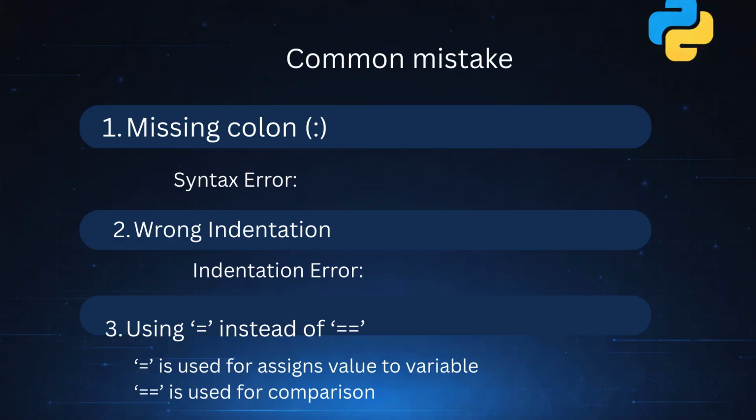Let's look at some common mistakes beginners make in Python. Students often forget the colon after an if statement. Sometimes they also forget proper indentation, which can cause an indentation error. Another common mistake is using single equals instead of double equals. Remember, single equals is used for assignment, while double equals is used for comparison. So always check these carefully while writing your code.